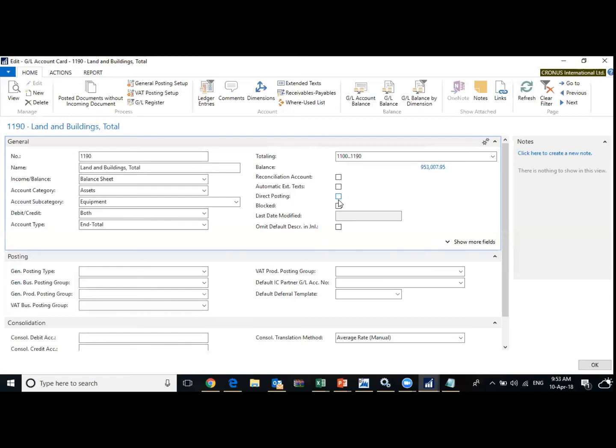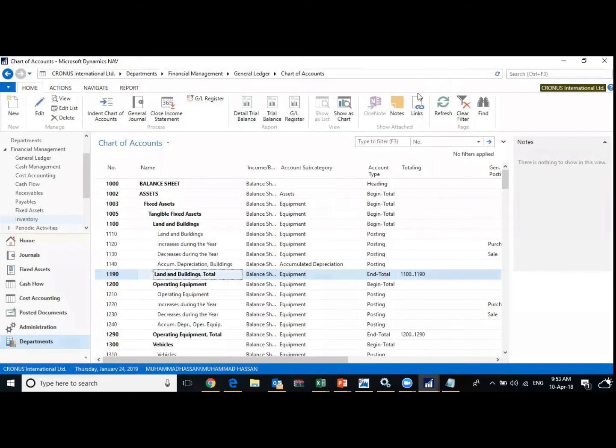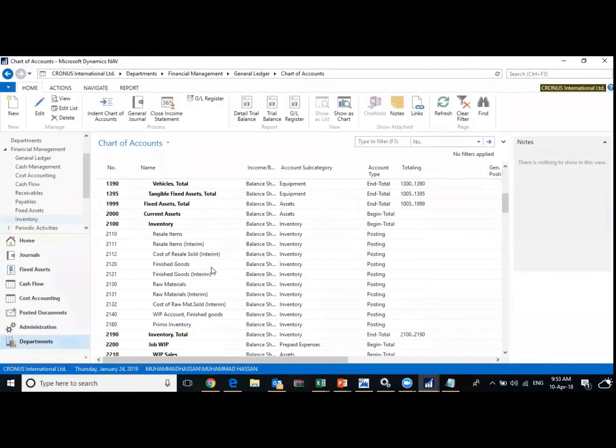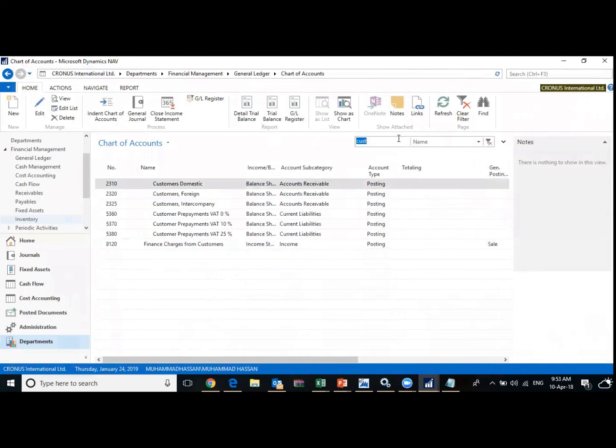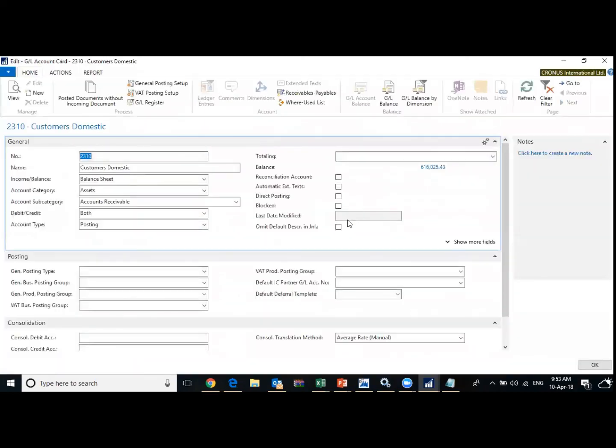For example, let me show you. If this is a customer's account, and I don't want my user to manually change the balance of this account, I will take away the direct posting. I will not check mark this one, so he will not be able to directly post.